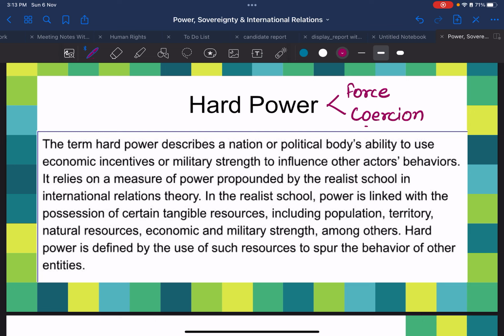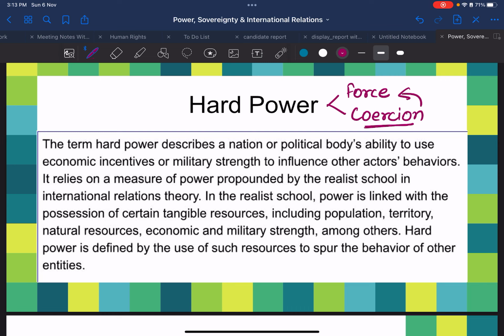What do you understand by coercion? Coercion means to pressurize, to force someone, right? This is very much connected to force only. So when country A is forcing country B to do what country A wants, forcefully or coercively, then it will be considered as hard power.